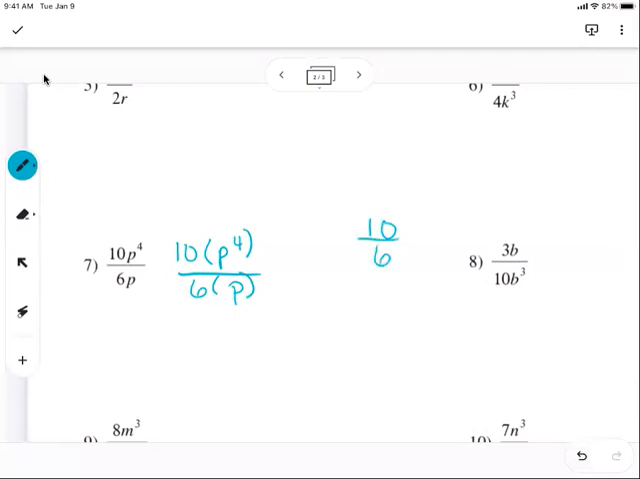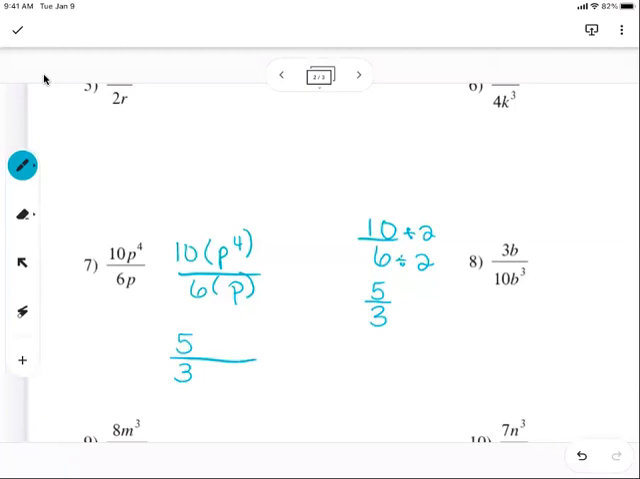what would you do to simplify that? Molly? Yes. So you would divide both numbers by 2, and you're going to get 10 divided by 2 is 5, 6 divided by 2 is 3. So this fraction can simplify into 5 on the top and 3 on the bottom instead of leaving it as 10 over 6, because I can divide both of those by 2.